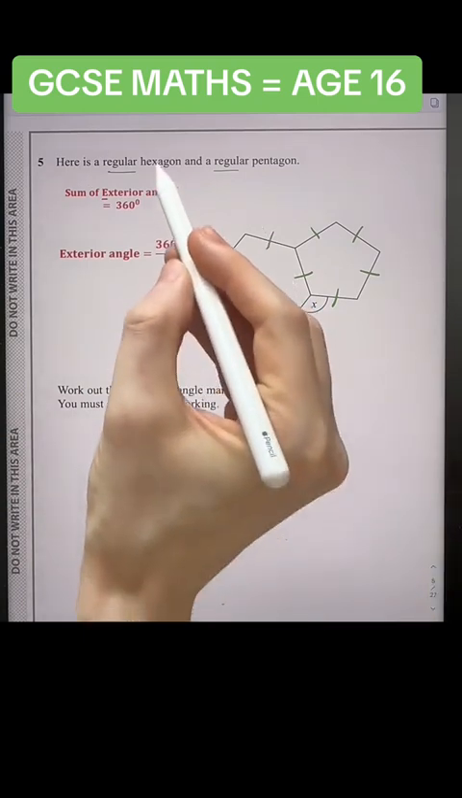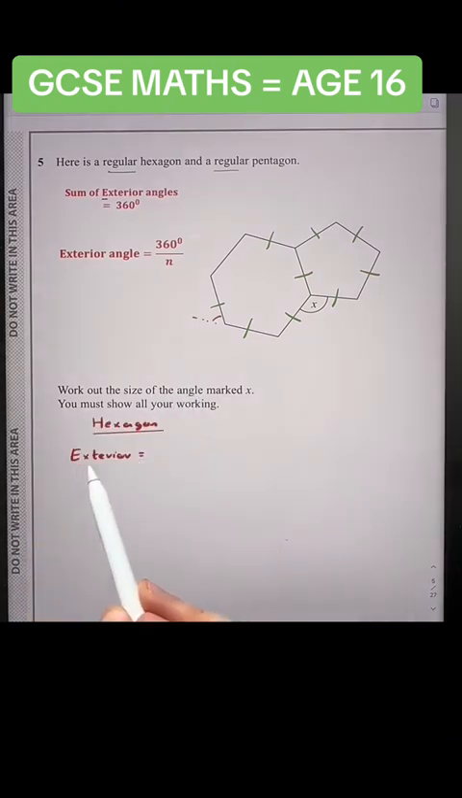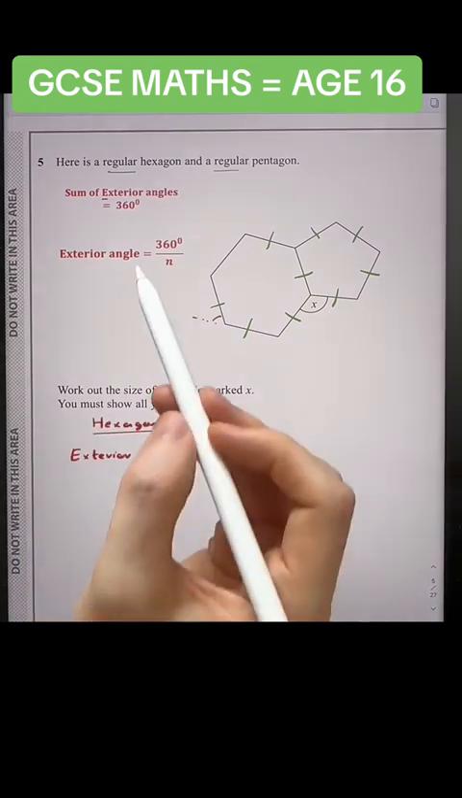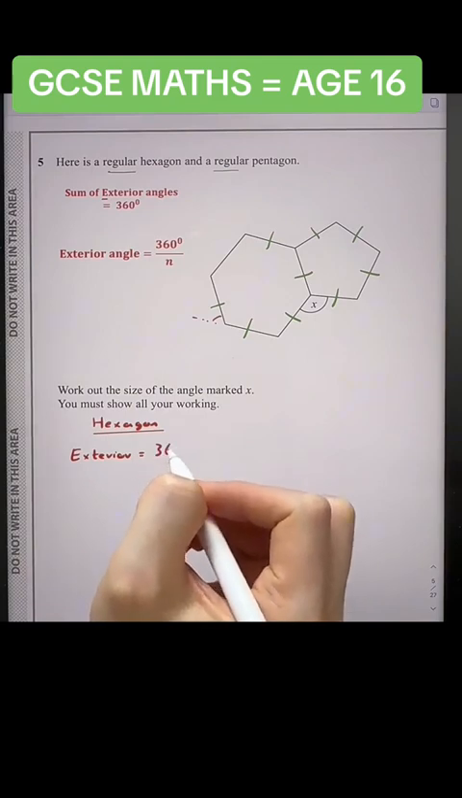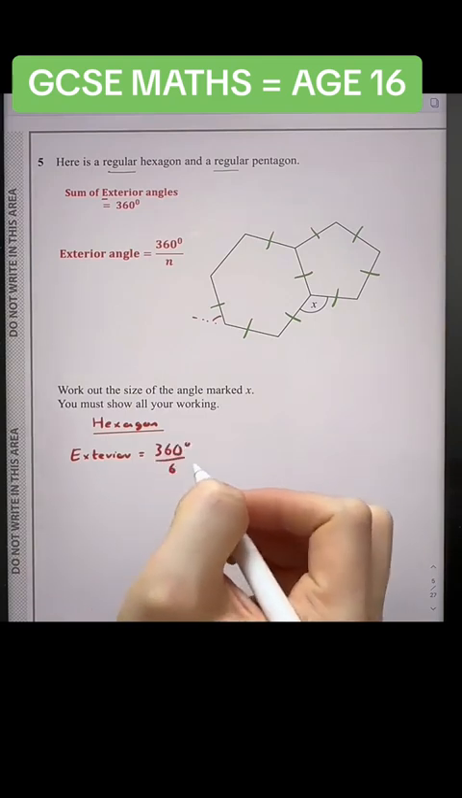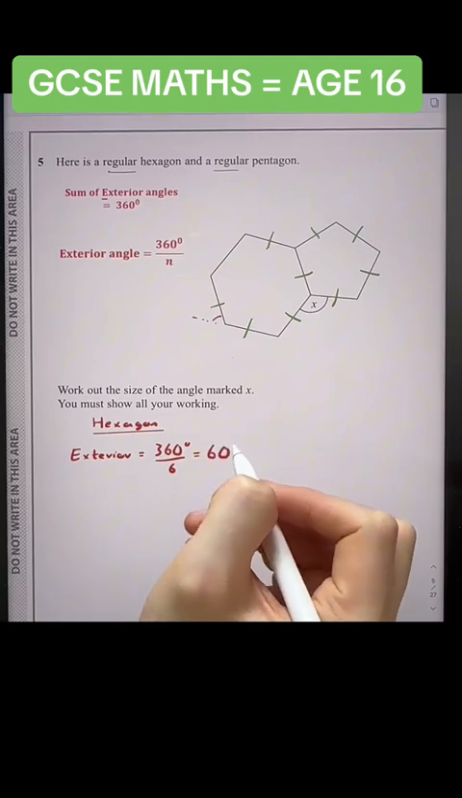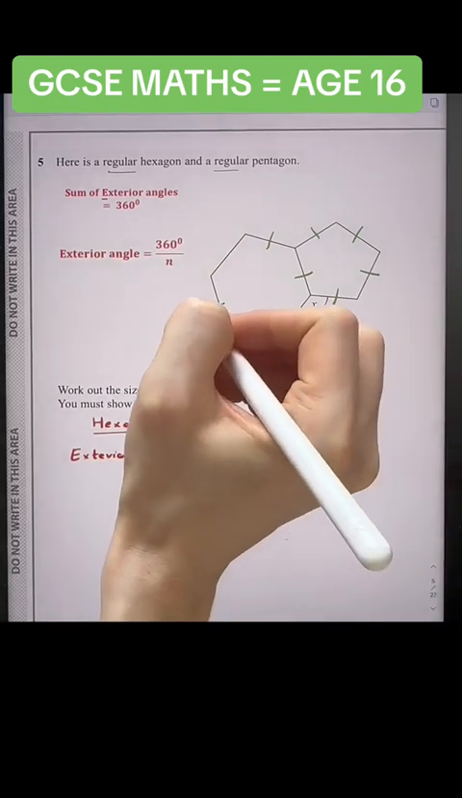Taking my polygon here on the left, my hexagon, the exterior angle of a regular hexagon is going to be 360 degrees divided by the number of sides. Well, the hexagon has 6 sides, and 360 divided by 6 gives us 60 degrees. So each of my exterior angles equals 60 degrees.